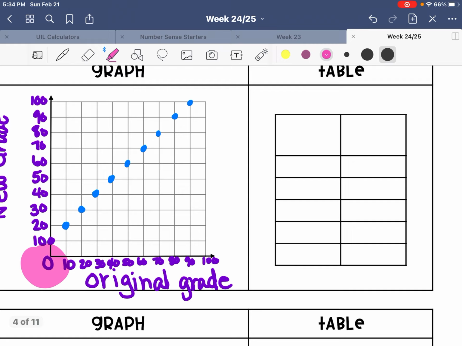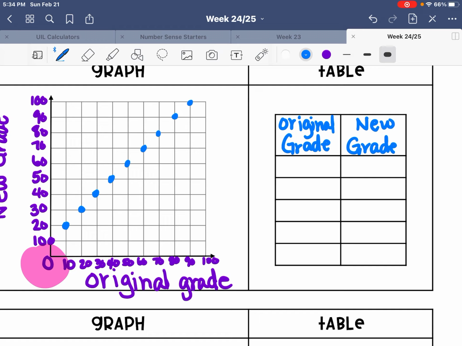Now, we've got to make our table. Table's easy enough, and we'll make it from the graph. So we'll say original grade and new grade. And let's just start at 50. Let's say the lowest grade on the test was a 50.